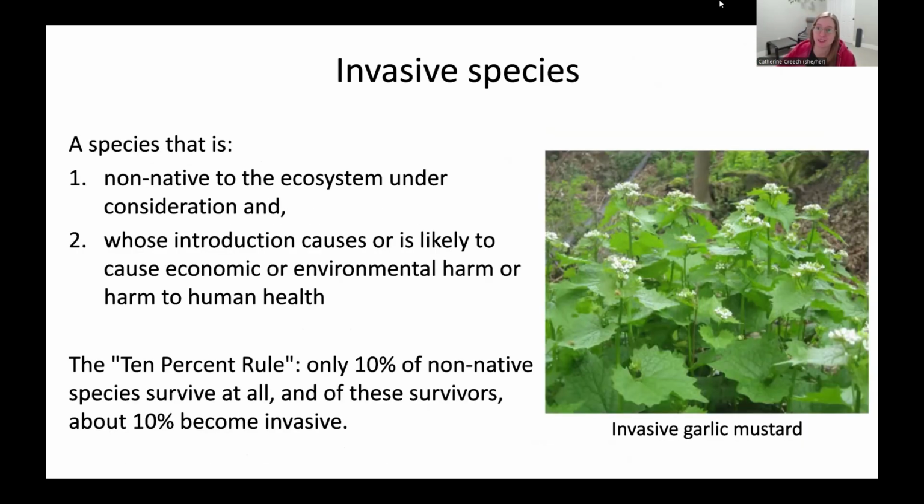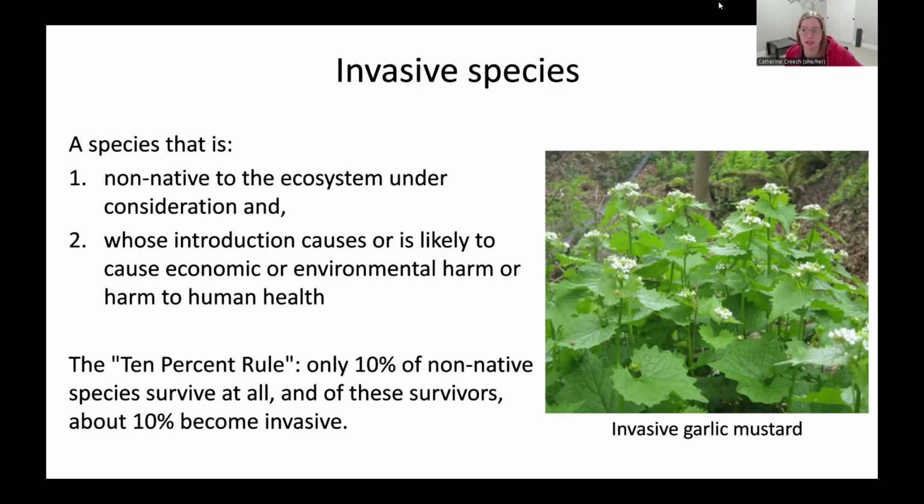Another threat to biodiversity is invasive species. An invasive species is not native and added to an ecosystem, but it also has to create damage to that ecosystem. It has to harm its new ecosystem somehow. And this picture I have here is invasive garlic mustard. This grows in our area like crazy, and it's a major problem because it leaches chemicals into the soil to inhibit the growth of our native species.